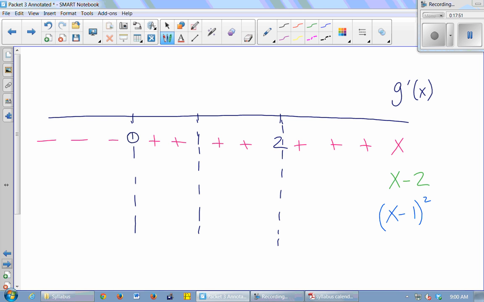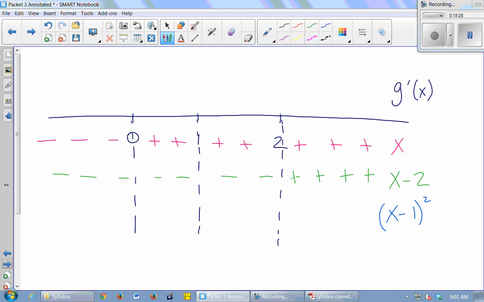To the right of 2, it is positive, yeah. So I put positives to the right of 2 and negatives to the left. All right, and then finally, how about x minus 1 squared? Where is it positive? Where is it negative? It's always positive. Good. Can you explain why? Because I'm squaring it. You square something, it always comes out positive.